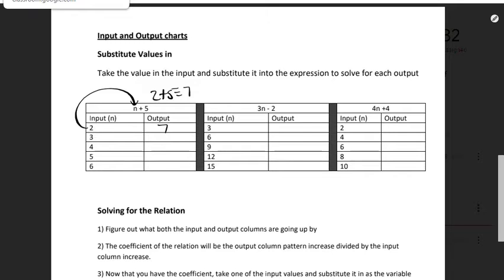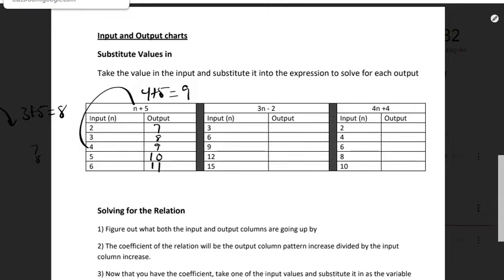So there's the output. Now they're saying, okay, let's take a look and say it's 3. Let's put 3 in there. 3 plus 5 is equal to 8. Now let's put 4 in there. 4 plus 5 equals 9. 7, 8, 9. You can start seeing that there's a pattern. Input charts always have a pattern.